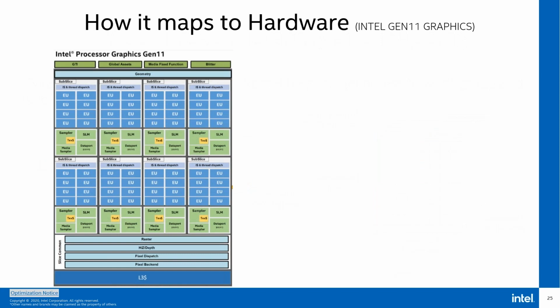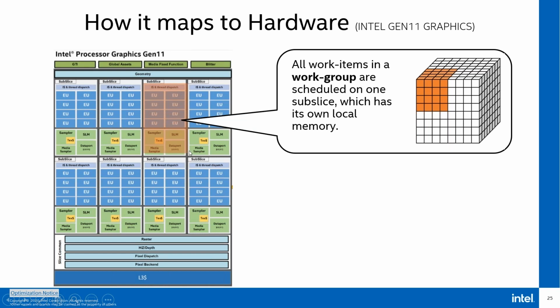Before explaining how subgroups take advantage of the hardware, let me explain how the Intel Gen 9 graphics processor looks. This is a very high-level diagram of how the Gen 11 graphics processor looks in Intel. We have 8 subslices in the graphics card, and each subslice has 8 EUs, or execution units. Each subslice can execute independently, and the EUs are the units where the execution goes on. Since they can all execute independently and have their own local memory, the SLM, this can be mapped to the work group as I showed earlier in the diagram.